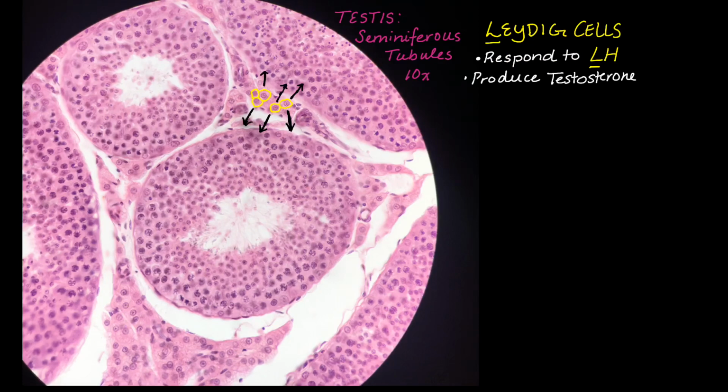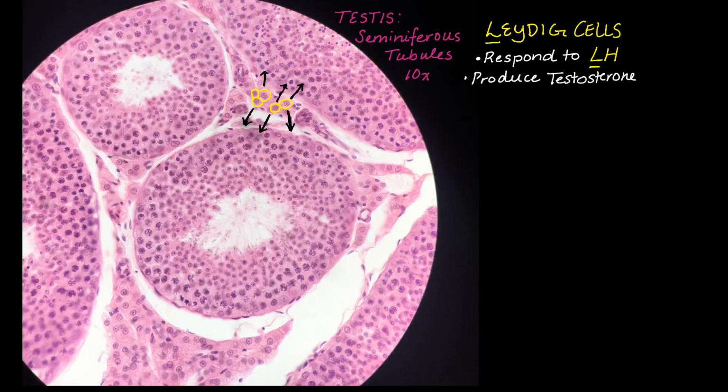So the Leydig cells respond to LH. I can easily remember this because of the L's. So when thinking about hormones involved in reproduction, I'm sure you're covering this in lecture, you have your hypothalamus that produces your GnRH, your gonadotropin releasing hormone. That then acts on the pituitary to produce 2 different hormones. One of those is LH. LH targets the Leydig cells, and what it does is causes them to produce testosterone.